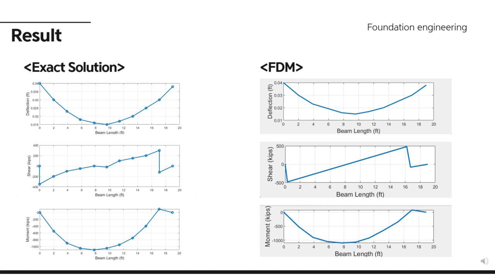Moment graphs from both methods display a curved shape with maximum negative values near the center and values converging to 0 at the ends. Overall, both methods accurately represent structural behavior, with the exact method focusing on theoretical precision and FDM on numerical practicality.